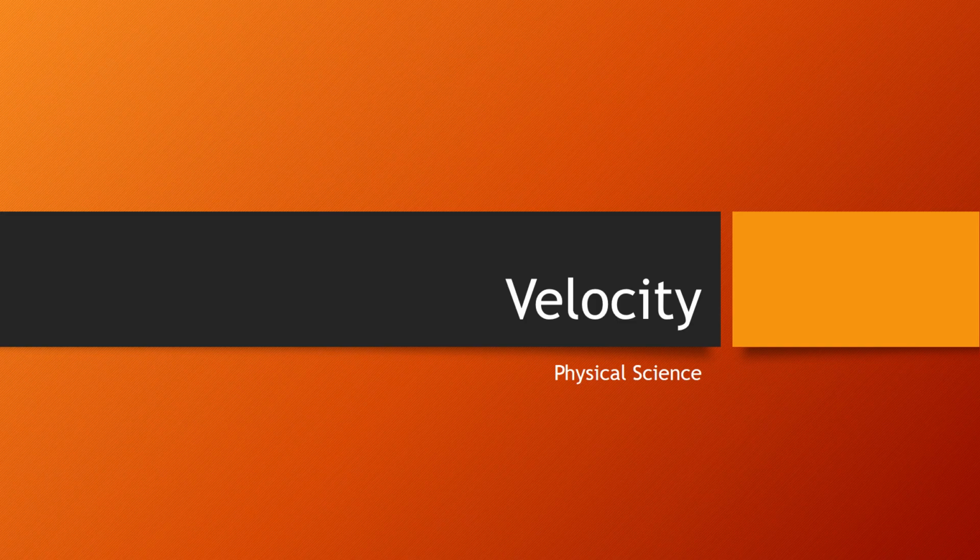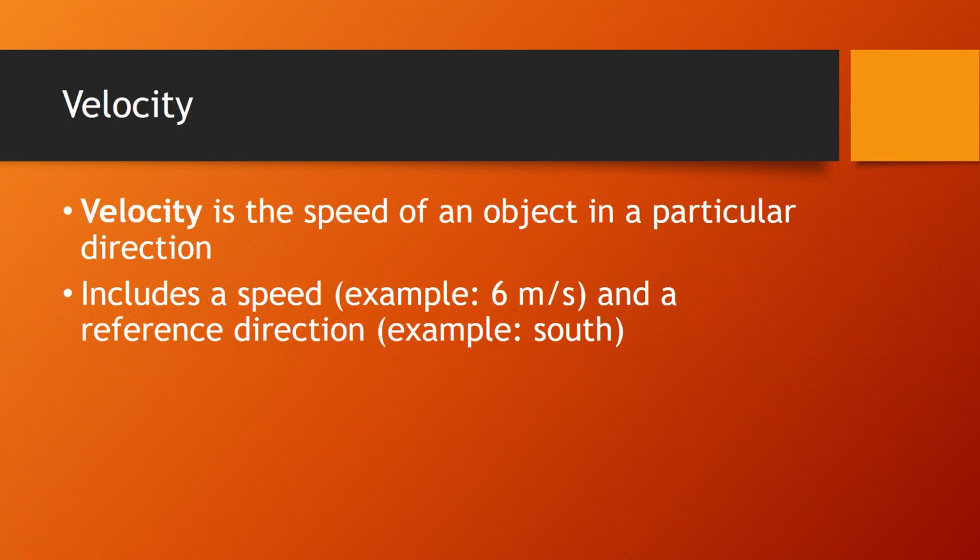All right, our next topic we're going to talk about is velocity. The definition of velocity is the speed of an object in a particular direction. So essentially, this is the same thing as speed, but we are going to specify which direction the object is going. So whether it's north, south, east, west, up, down, right, left, we have to say which direction it is going because velocity is specifically the speed with the direction that the object is going.